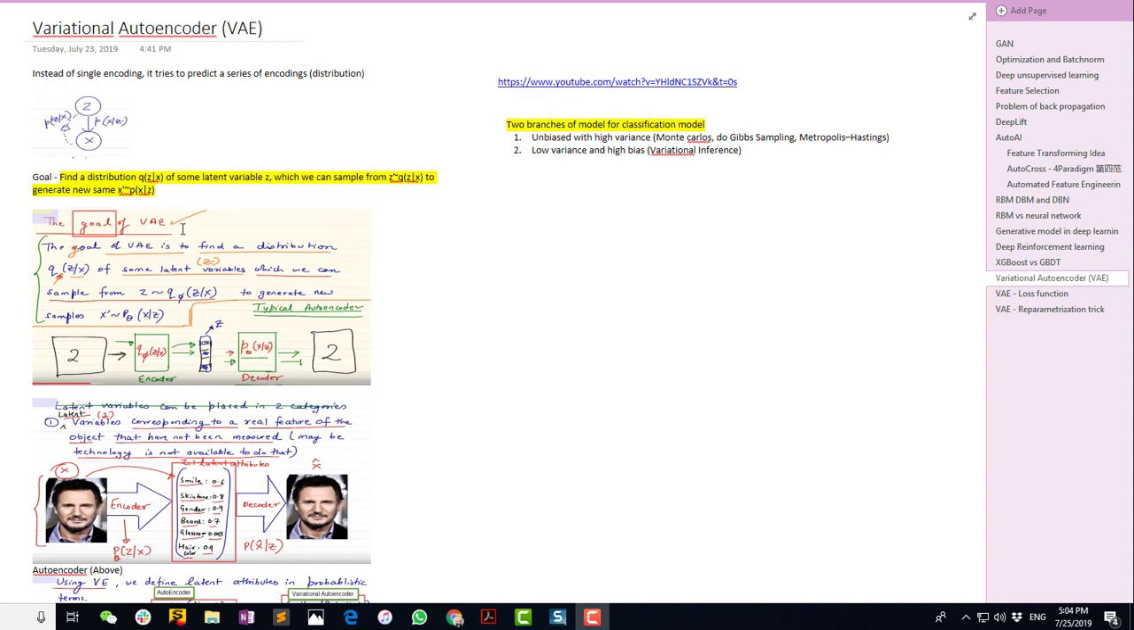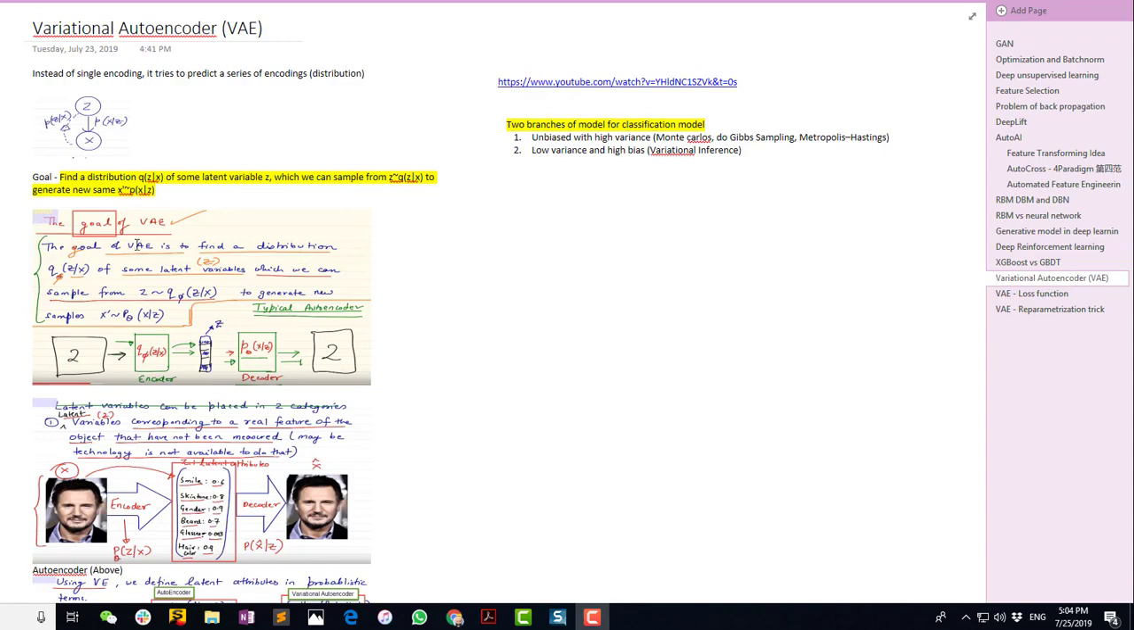Now, the difference between an autoencoder and a variational autoencoder is the bottleneck. The bottleneck for an autoencoder is a number, a vector. For a VAE it will be a distribution. So this is the difference.